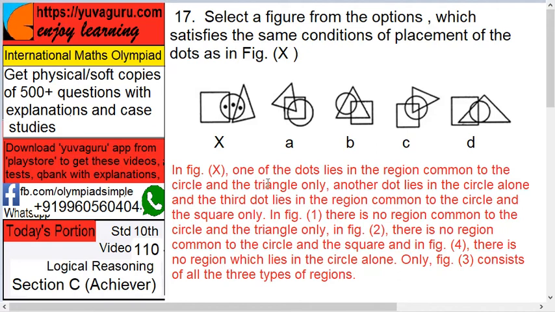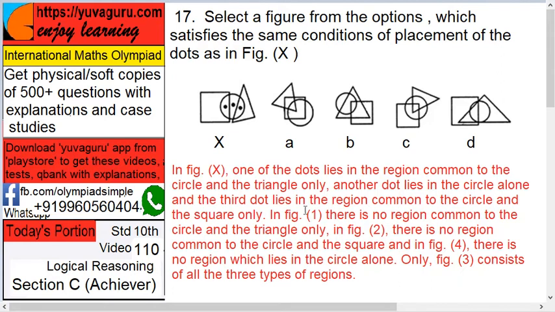First check that. One of the dots lies in the region common to the circle and a triangle only, right? Circle and a triangle, this dot. Another dot lies in the circle alone. See this center one. And the third one is in the square and a circle. Means what? There is one region which is common to circle and triangle only. One region which is common to circle and square only. And one region which is only for circle. So any of these figures has it.